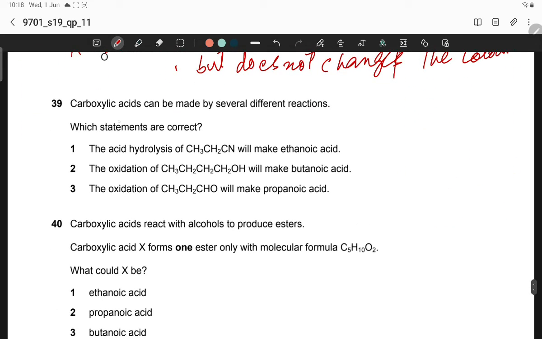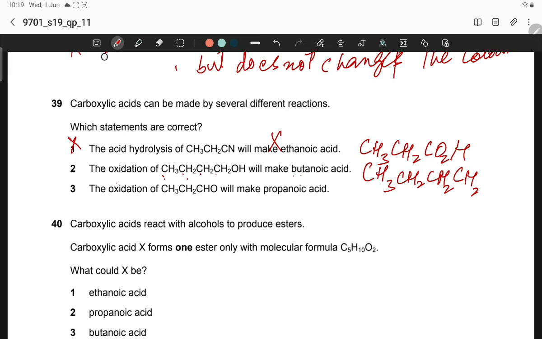Question number 39. Carboxylic acid can be made by several different reactions. Which statements are correct? The acid hydrolysis of CH3CH2CN will make ethanoic acid. No, this is incorrect because it will make propanoic acid, CH3CH2CO2H. Option 1 is incorrect. The oxidation of CH3CH2CH2OH will make butanoic acid. Yes, it will form butanoic acid.